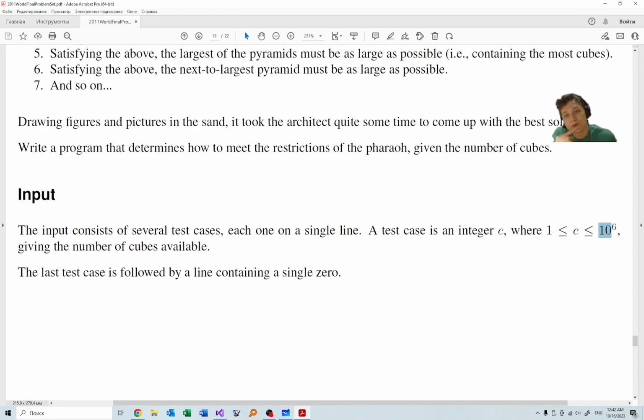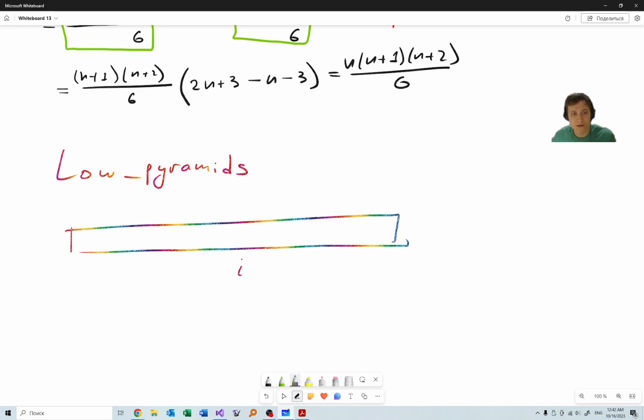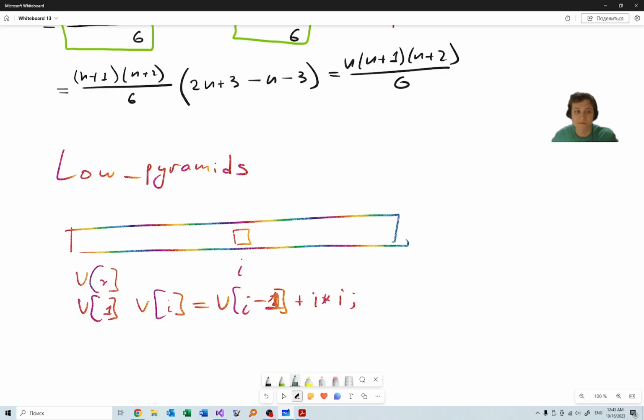Yeah, and so actually you can do it in linear time. You can just add them up one by one. You can make an array called low pyramids, in which you store the volumes of these pyramids. When you look at the point I, you say that volume of I is volume of I minus 2 plus I times I, in the cycle. And for high pyramids, it is even easier because you just use -1 here. Also you need a base case for V0 and V1, for example, which is 0 and which is 1. Nice.